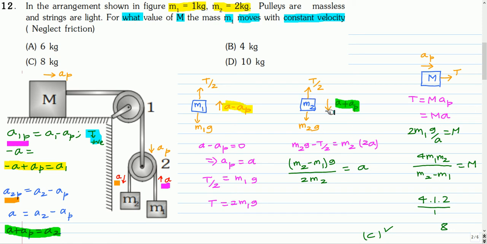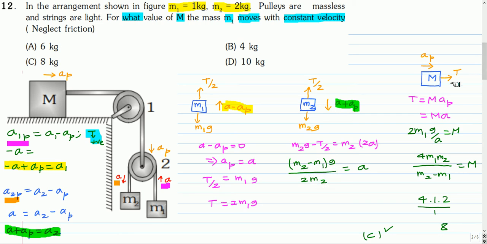For mass m2, the weight is m2g and the tension upward is capital T by 2, and the acceleration of m2 with respect to the ground is a plus ap in the downward direction. So from this we get m2g minus T by 2 equals m2 into a plus ap, and ap is a from here. So a plus ap is 2a. So from this we get the acceleration, using this value of tension from here, as m2 minus m1 into g divided by 2m2.